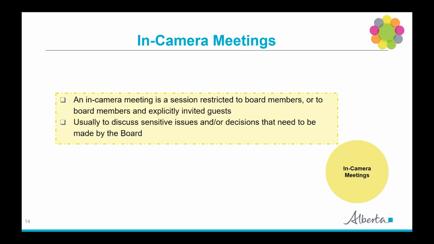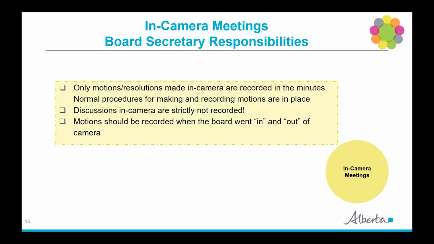Now let's talk about in-camera meetings. In-camera meetings are the portion of a meeting that is not open to the public due to sensitive, confidential information that is being shared. In-camera sessions are private, so the discussions that take place in camera are not recorded in the meeting minutes. However, the decisions and motions, whether made in camera or in the regular portion of the meeting, must be recorded. How the board secretary does it depends on the bylaws or policies of the organization.